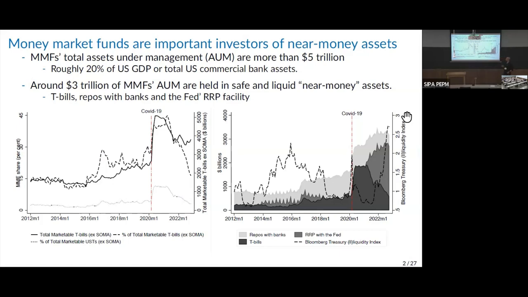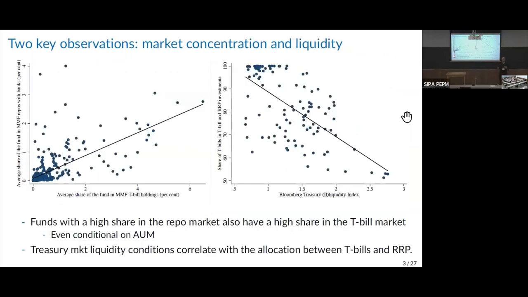And the other interesting thing is here I'm plotting the portfolios of the money market funds, and you have the holdings of T-bills, you have the repos with banks, and this is showing you the RRP investments in the banks. What is very interesting about this is there seems to be some sort of correlation going on between how they allocate the funds between the T-bills and the RRP and the liquidity conditions in the treasury market. So we're going to start with this interesting motivating bias. And we're going to find some part of the data, which we like the theory, have predictions, test them.